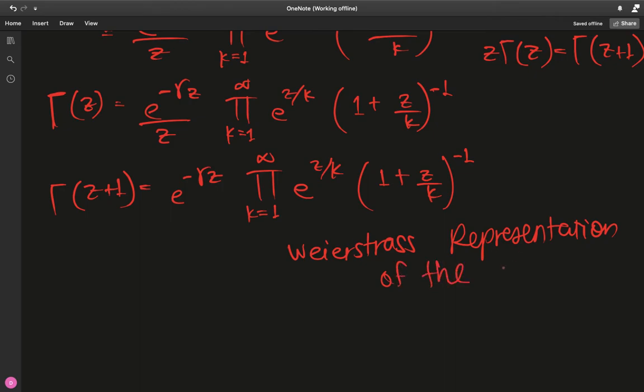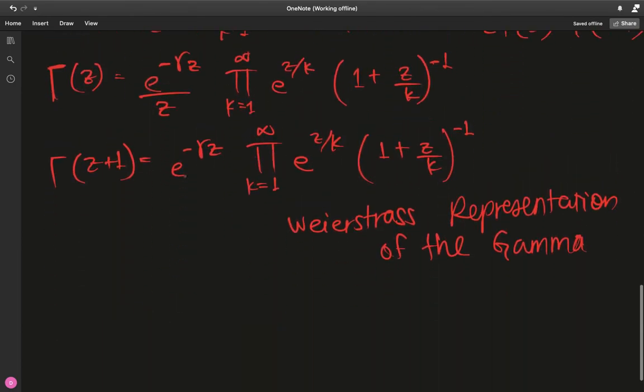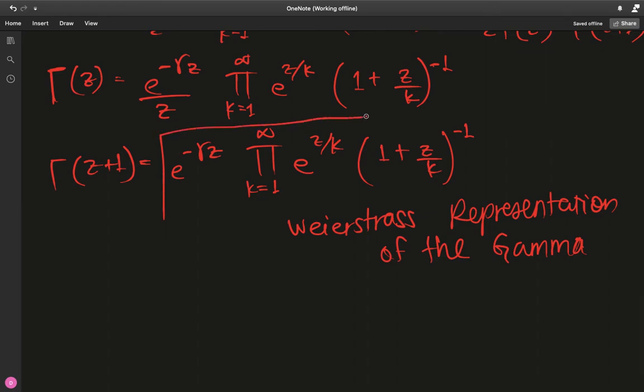of the gamma function. And this is actually more popular than the functional equation or the Gauss representation of the gamma function that we started with. So it's actually a neat result to know. And believe me, it's going to help us figure out a lot of stuff. It's going to help us figure out the proof for the reflection formula for the gamma function and many other things.